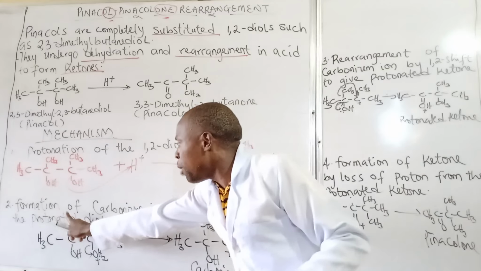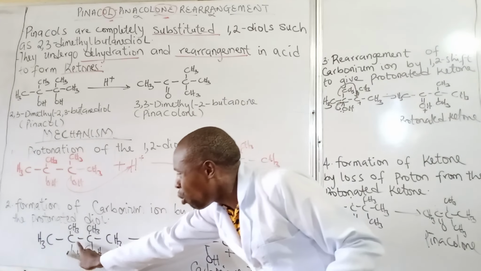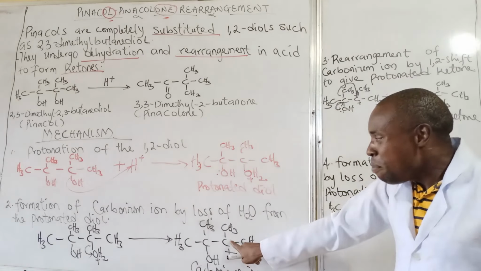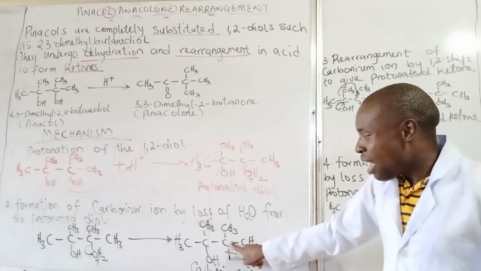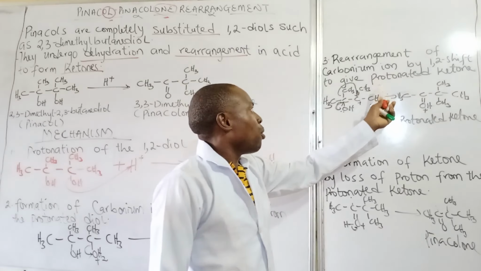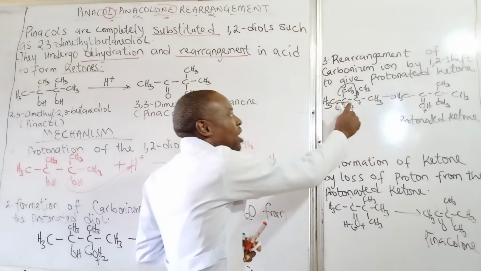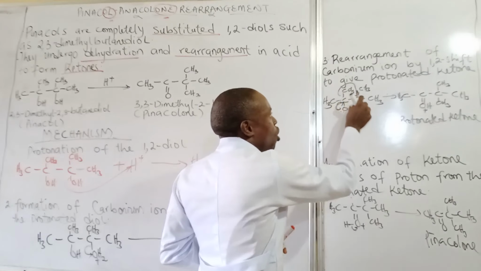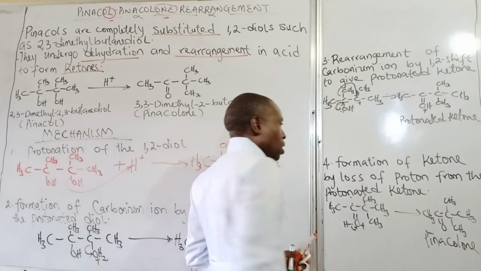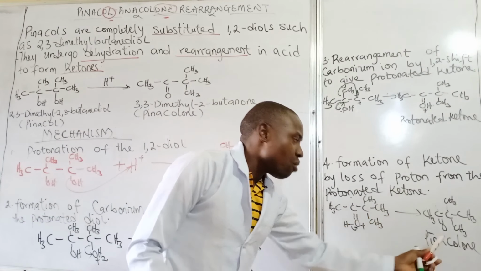Now, number 2, which is formation of the carbonium ion by the loss of water from the protonated diol. So what will happen? There will be a removal of water to now make this carbon here a carbonium ion. Then number 3, rearrangement of the carbonium ion by the 1,2 shift to give a protonated ketone. This is what you see in the way the arrow shows, a shift of the 1,2. So here comes here to give us a protonated ketone. Last one, formation of the ketone by loss of proton from the protonated ketone to give me the pinacolone.